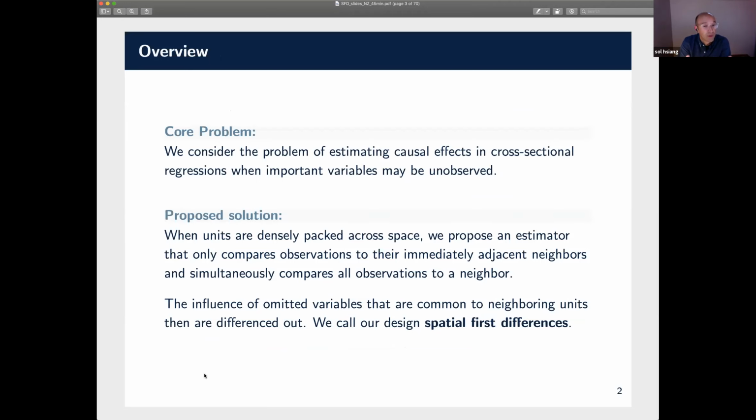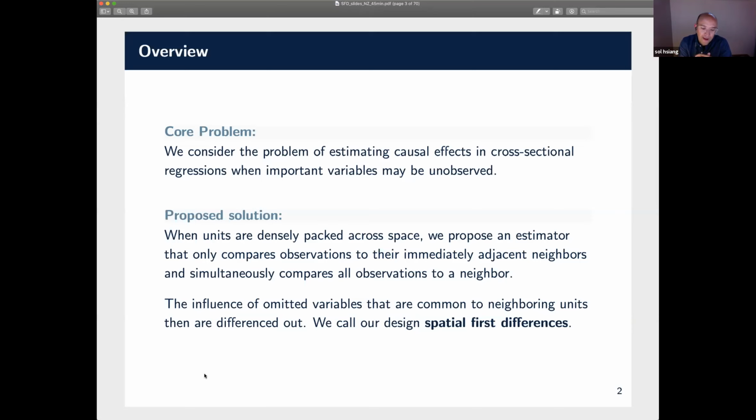And so the solution we propose is that in certain contexts, when you have a lot of units that are densely packed in physical space, you can use that space to organize your observations. Instead of comparing each observation to the rest of the sample, you only compare each observation to a neighbor. And importantly, you compare every observation to a neighbor. In doing this, you end up differencing out a very large number of omitted variables. There are two different categories of the types of omitted variables you eliminate, and I'll show you what that looks like.